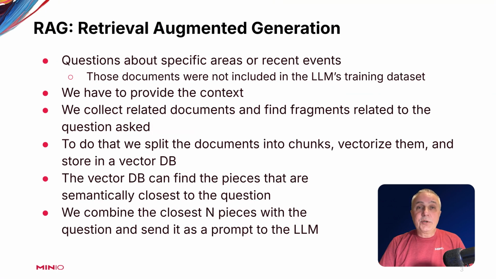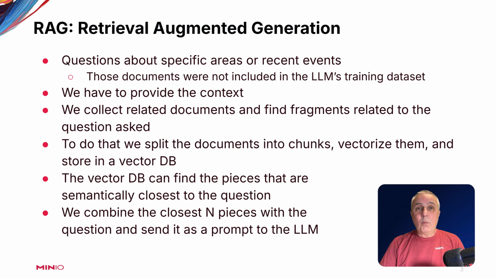RAG stands for Retrieval Augmented Generation. And obviously, we need more explanation than just these 3 words. Imagine you want to use a large language model, LLM, to answer some questions. And of course, an LLM can answer questions on topics which were included in its training set. But sometimes we want to ask questions about some recent events, or maybe some area which is quite niche. And we can imagine that those documents were not included in the training set of that LLM. And to do that, we have to provide the LLM with some context related to our questions.